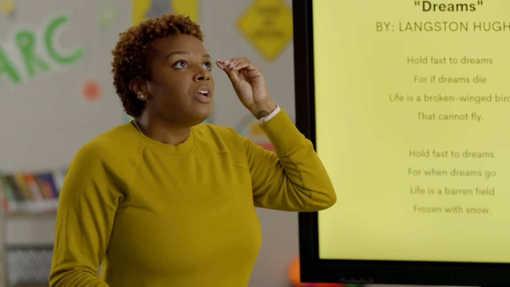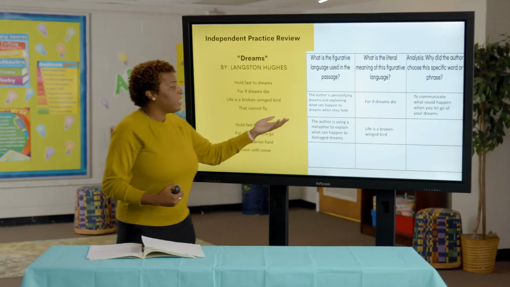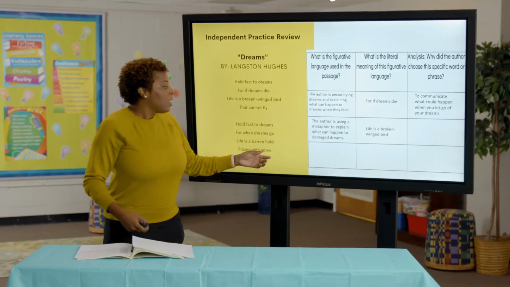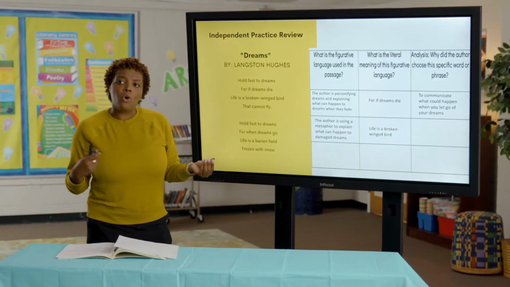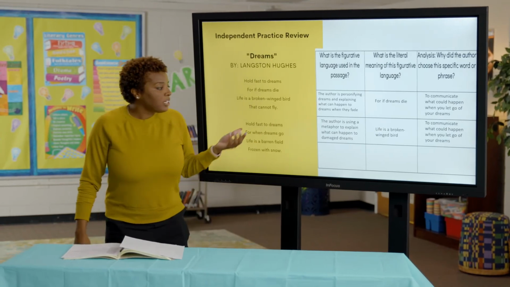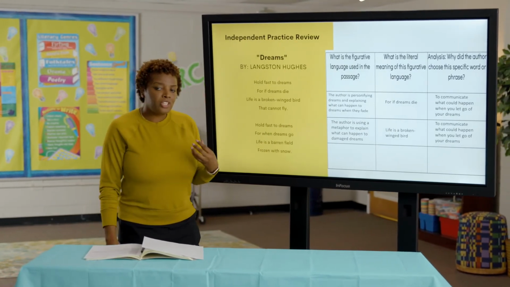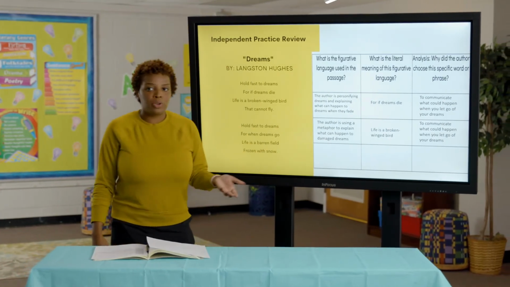So figuratively, Langston is saying that if you let go of your dreams and if you don't hold fast to your dreams, then it can become somewhat like a broken-winged bird. And it's explaining what can happen when your dreams are damaged or when you let go of your dreams. And again, he's trying to communicate to us as readers. He's trying to teach us or show us what could happen when you let go of your dreams.